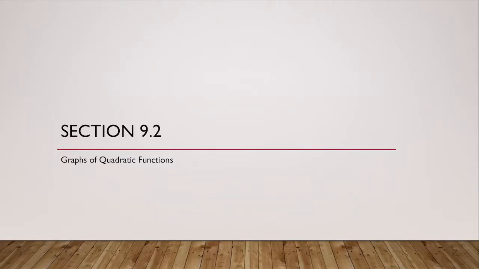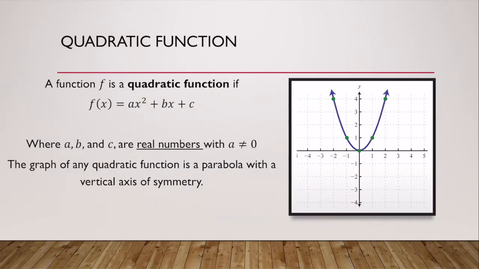Section 9.2 is about the graphs of quadratic functions. We've been solving these for a while now and working with them for a bit, so let's practice how to graph them. A function f is a quadratic function if f of x is ax squared plus bx plus c, where a, b, c are real numbers and a doesn't equal 0, because if a equals 0, we'd have a linear equation. The graph of any quadratic function is a parabola with a vertical axis of symmetry.